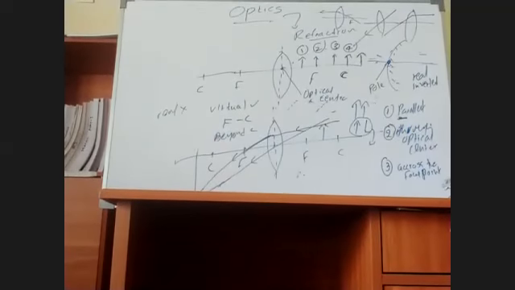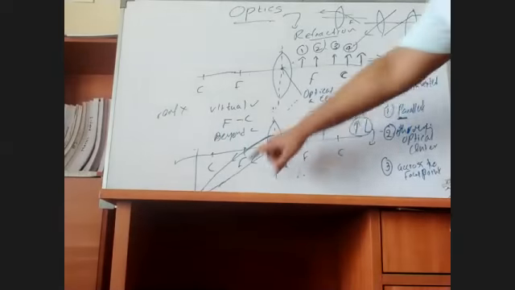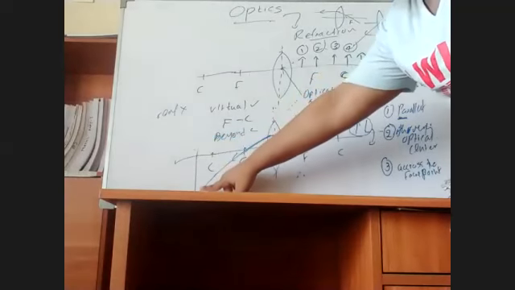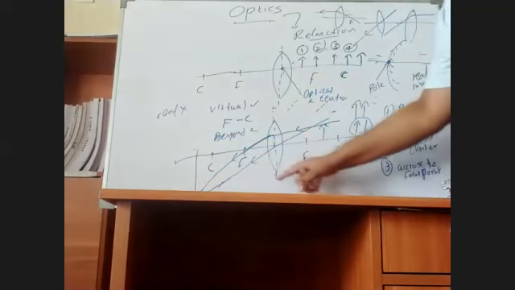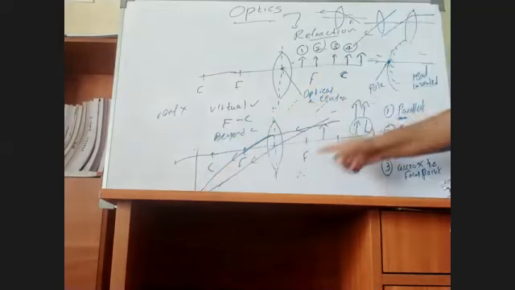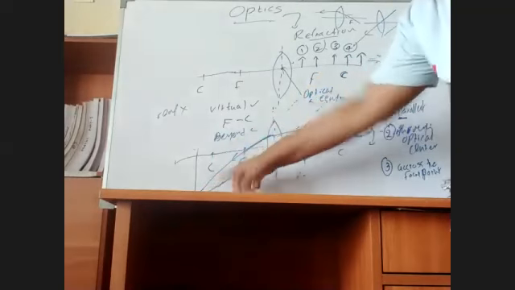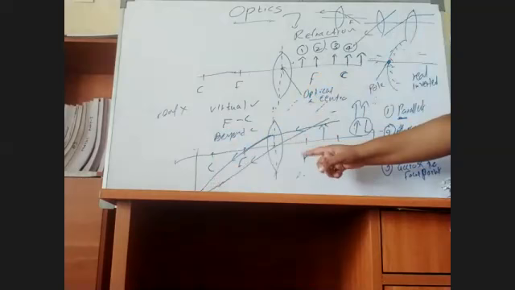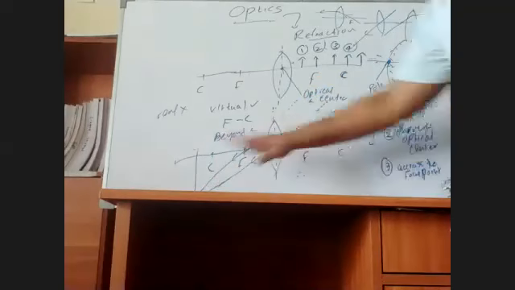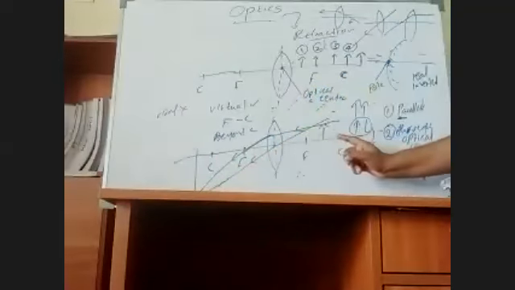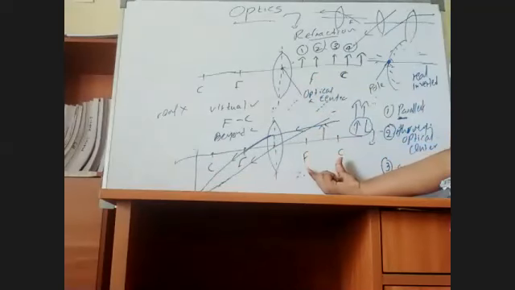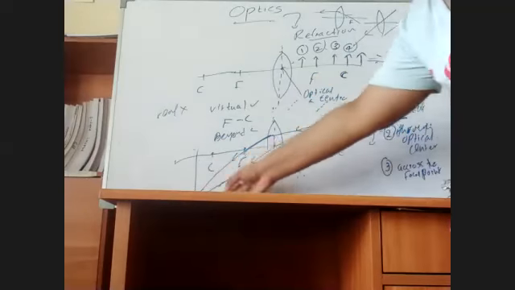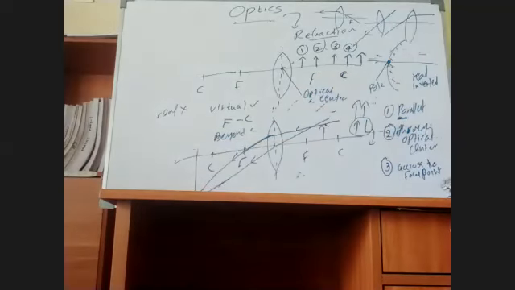Okay, so the characters of the image are: the image is real because it is formed due to the real rays, and the image is inverted because it is upside down with respect to the object, and the image is larger than the object. You can see it. And when we place the object between the focal point and the center of curvature, the image is formed away from the center of curvature.